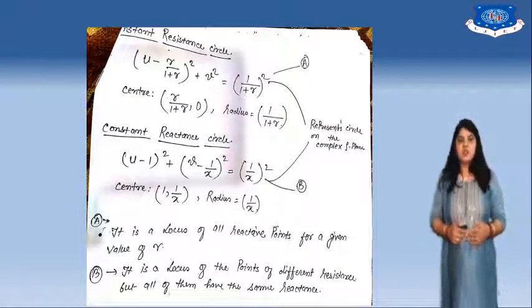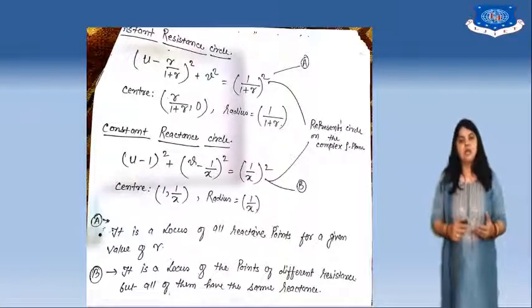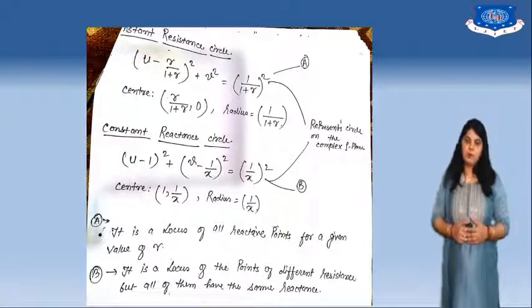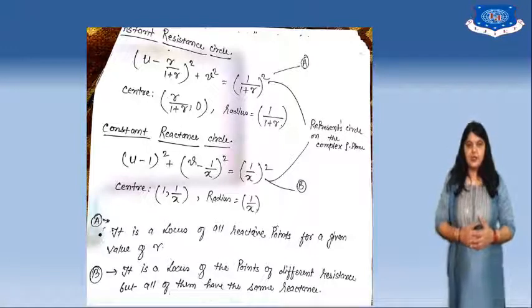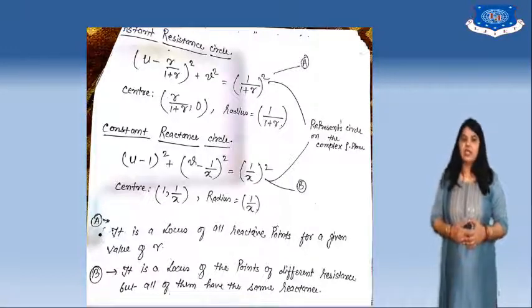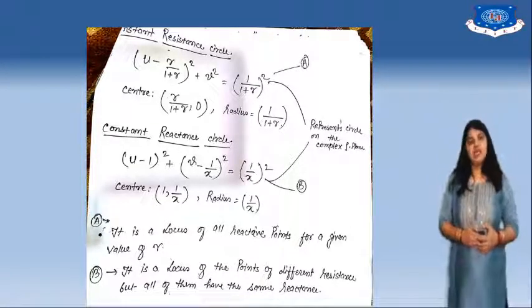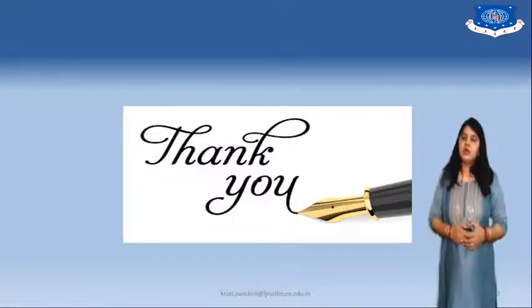Now, the constant resistance circle is (u minus r upon 1 plus r) whole square plus v square is equal to (1 upon 1 plus r) whole square. From this we can find the center and we can also find the radius. Similarly, the constant reactance circle we can obtain, and we can find the values for the particular Smith chart.